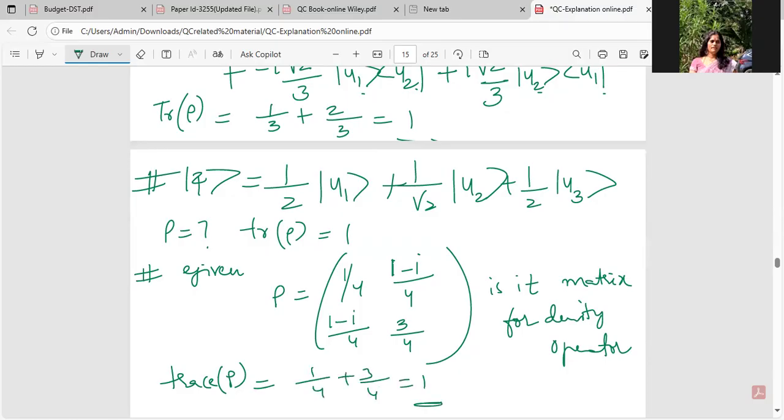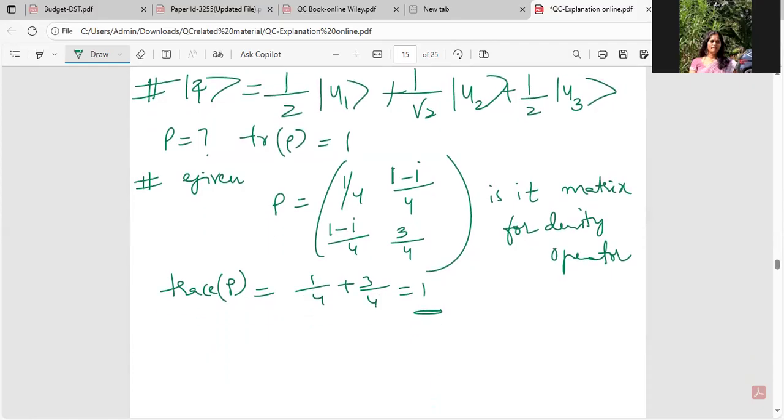But then there's one point which I thought I would tell in the beginning only, but I will make a mention of it in this problem. What that is: if you look at the matrix, it is not Hermitian, guys, not Hermitian.